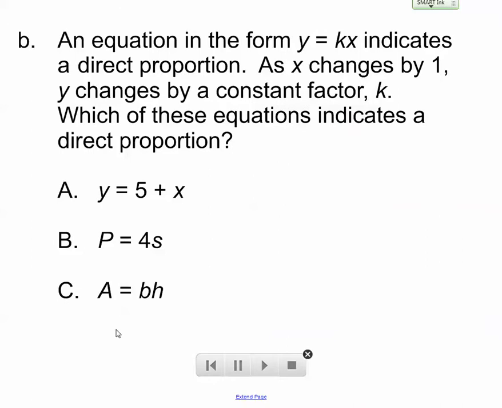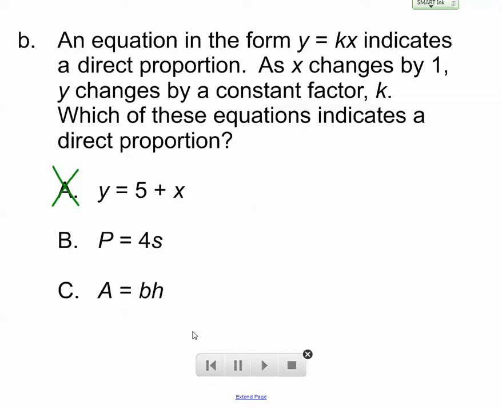An equation in the form y equals kx indicates, and this is pretty important, a proportional relationship, a direct proportion. As x changes by 1, y changes by a constant factor k. Which of these equations indicates a direct proportion? Right off the bat on A, we see that 5 is being added to x. That makes it not a proportional relationship.